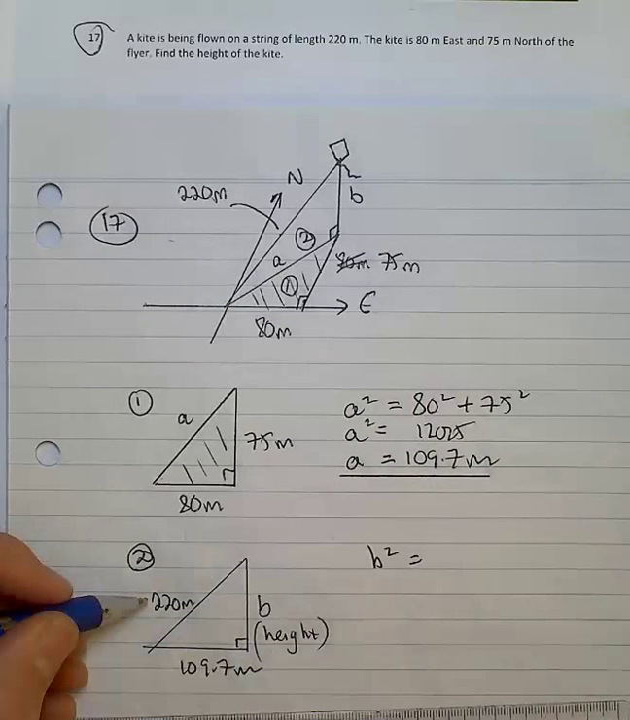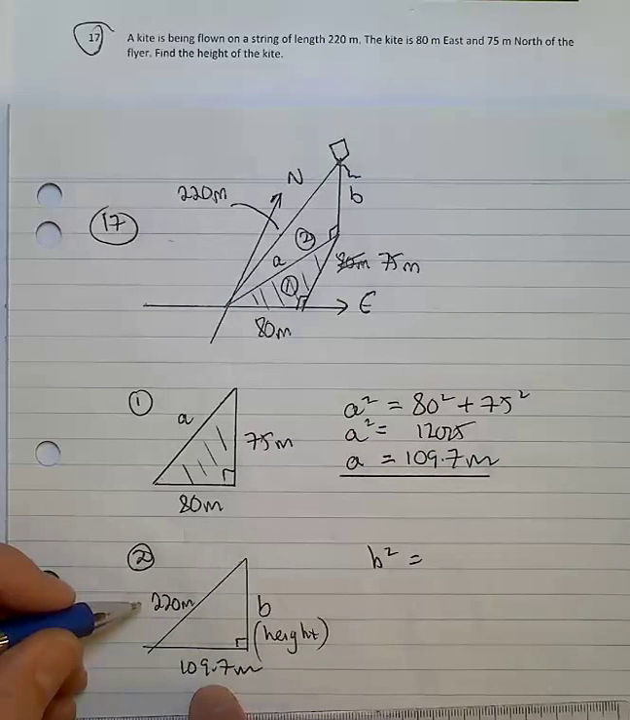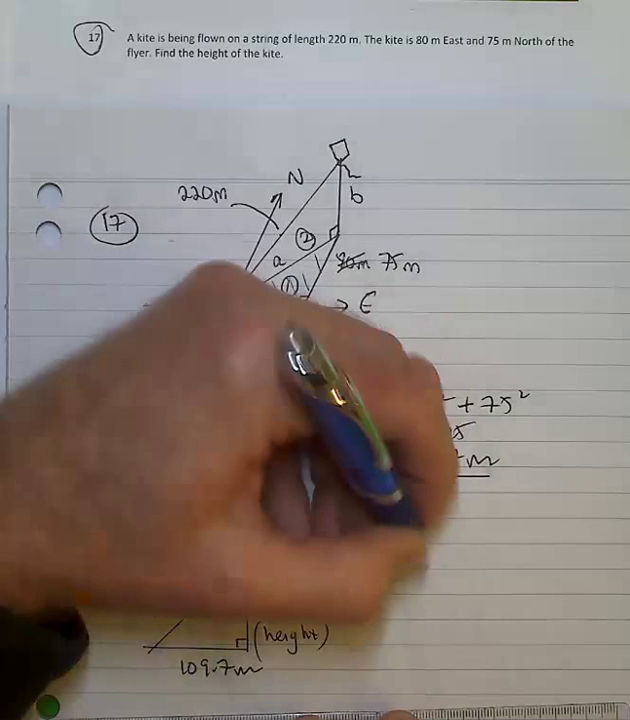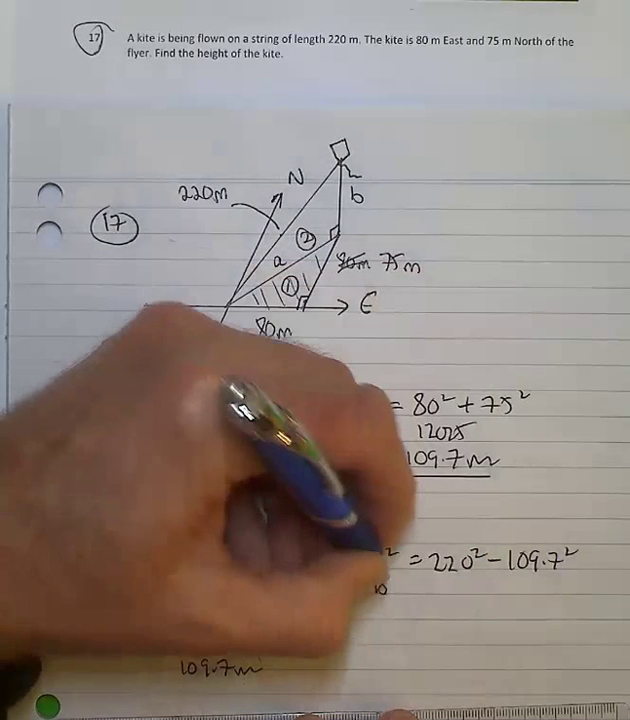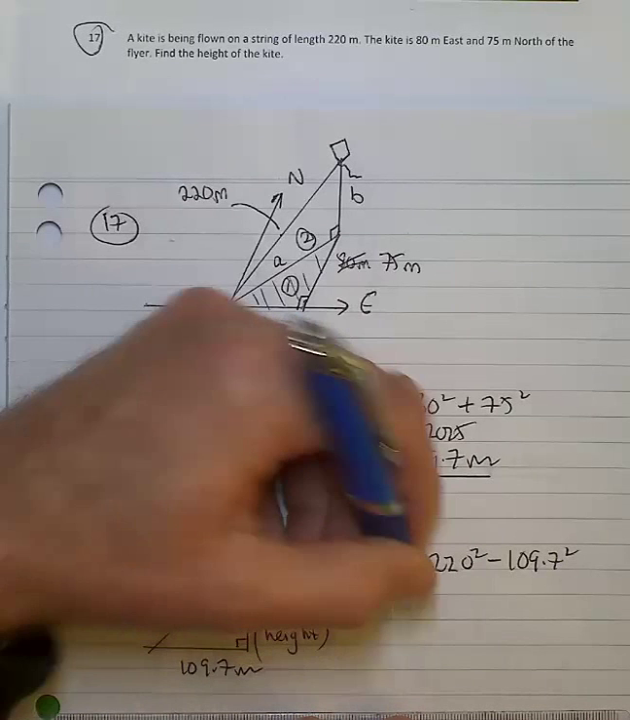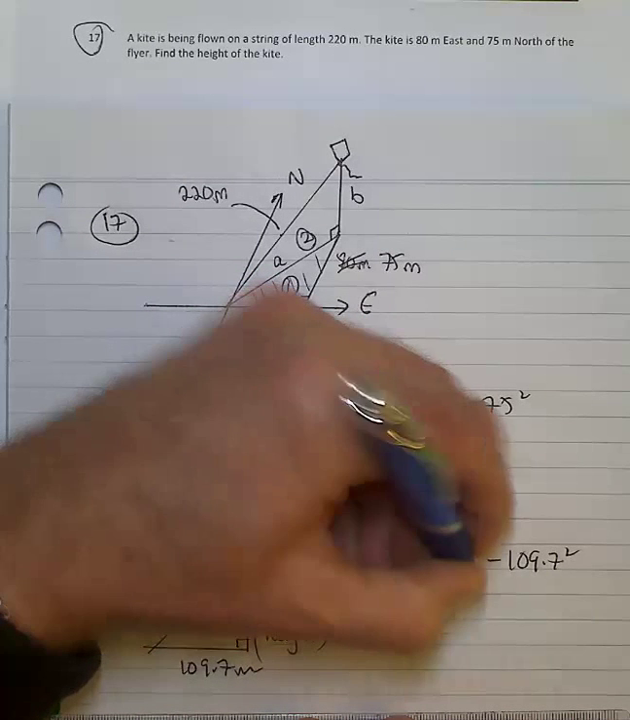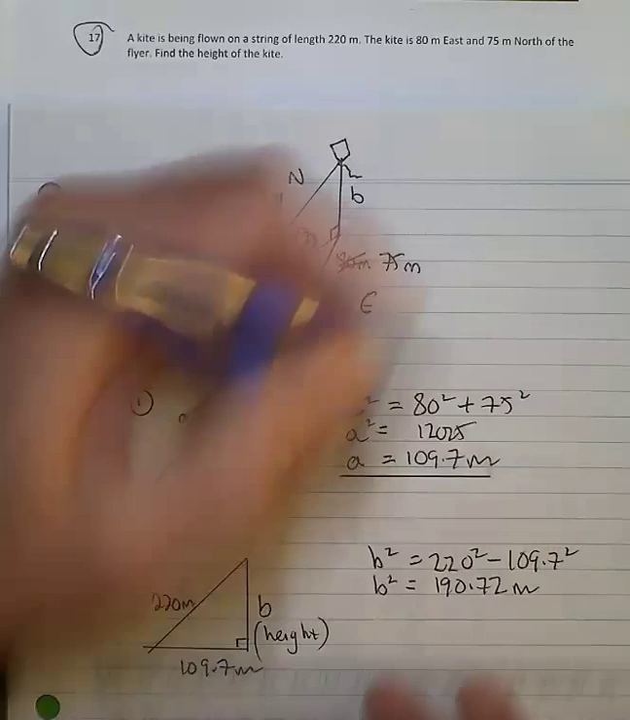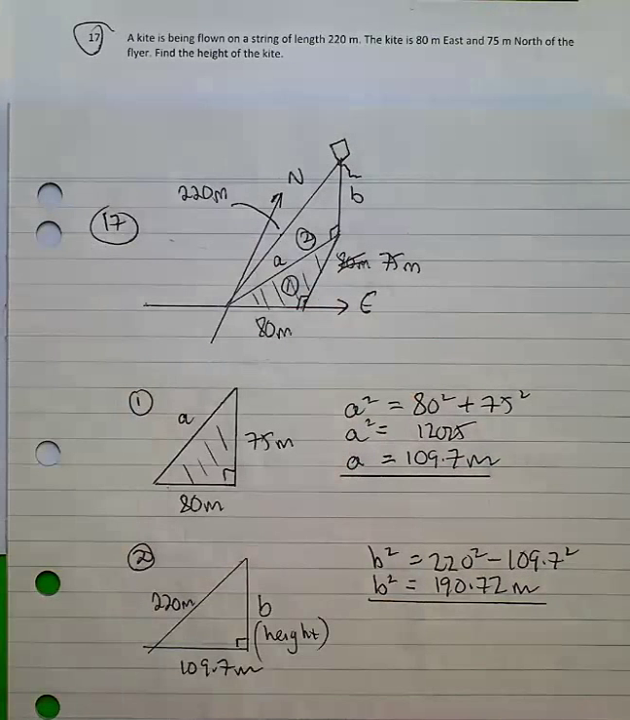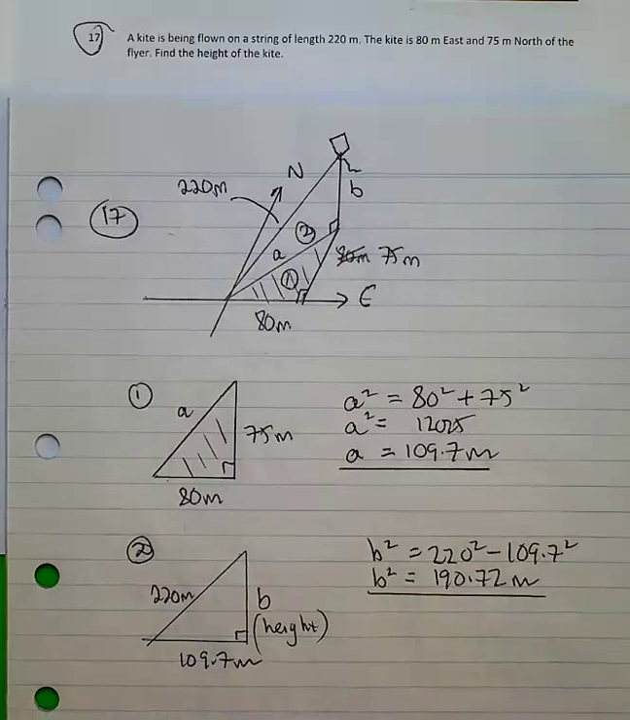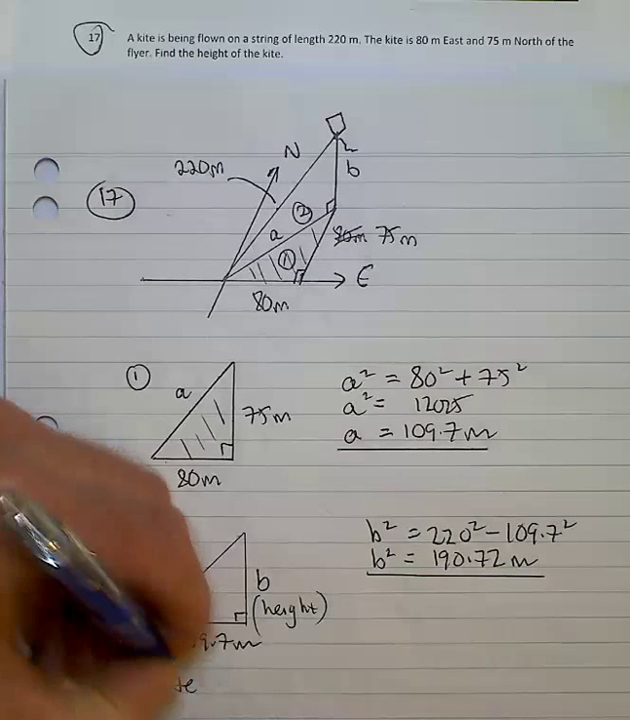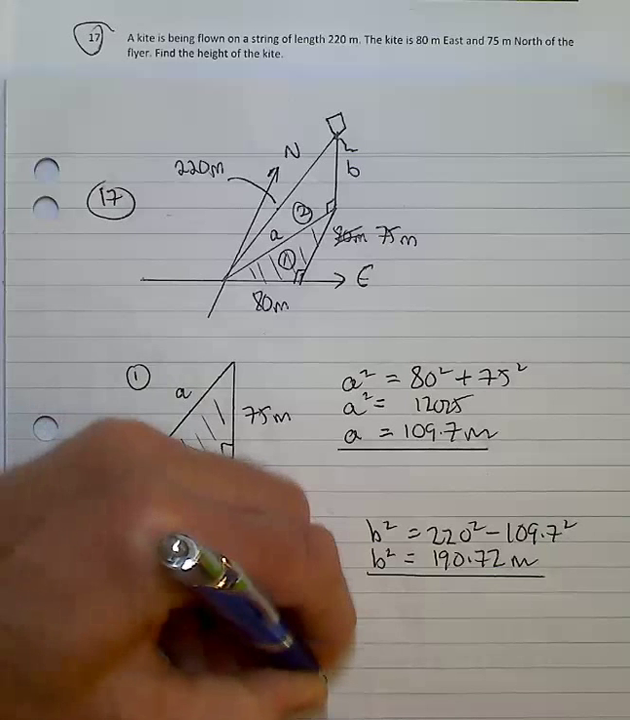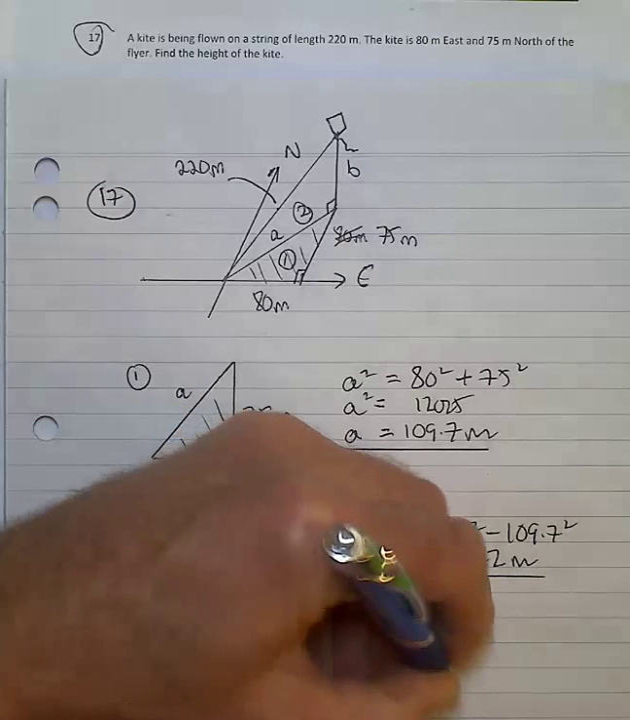So it's, excuse me, square of the hypotenuse less the square of that base length that we know about. And that ends up giving me 190.72 meters. Now once again, the question didn't ask me what B was, it asked me in context of the height. So I could say the kite is 190.72 meters above the ground.